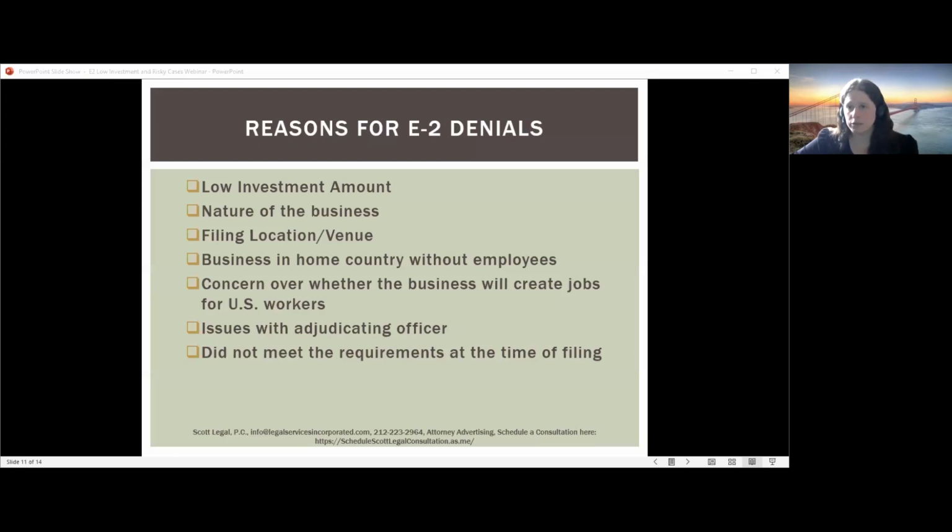Another reason, maybe you didn't meet the requirements at the time of filing. Like, let's say you want to be an E2 investor and you went in and you own 25% of the company. That may not work. So that's where it is important to understand what the requirements are to make sure that you are meeting them at the time that you apply.